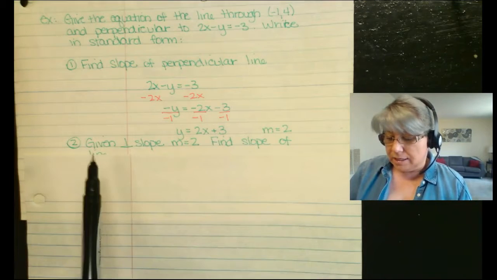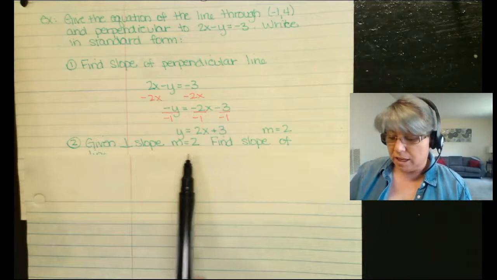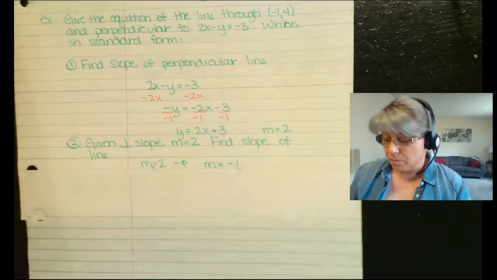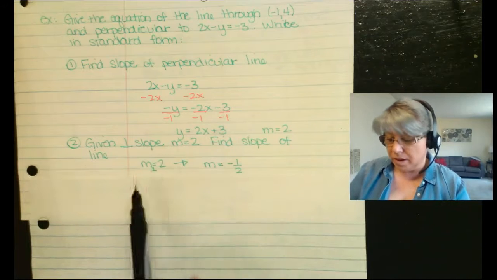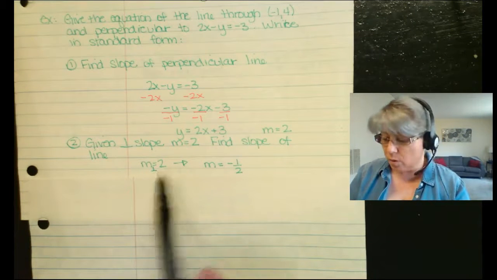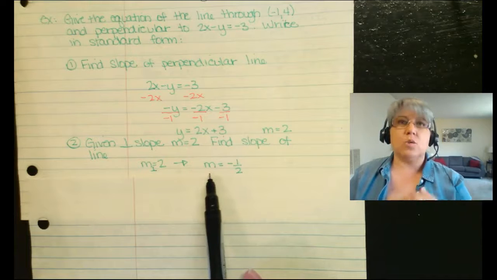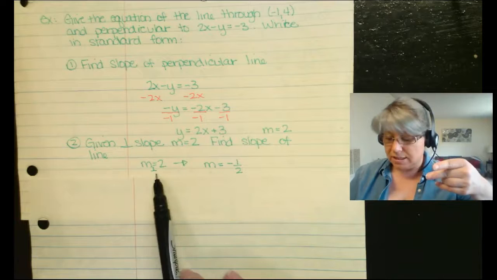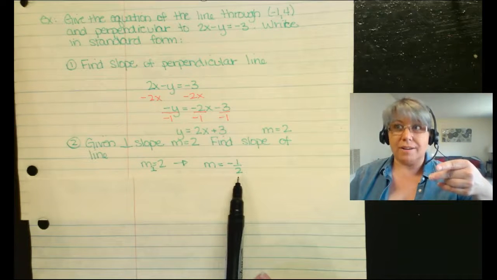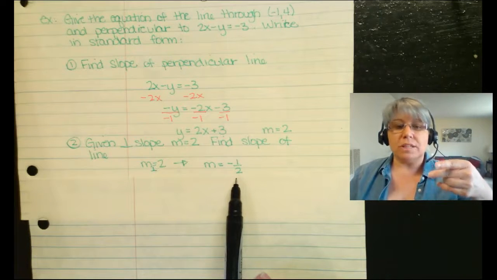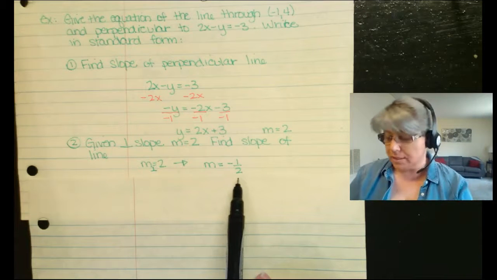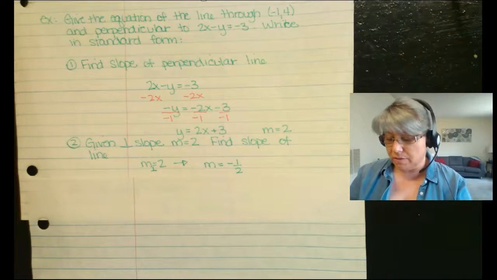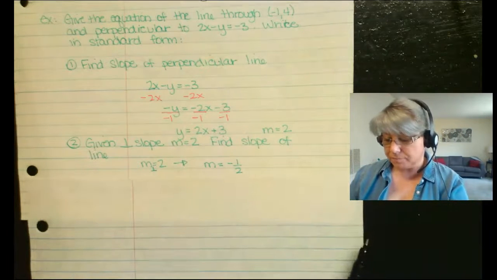Now, since we're given the slope of the perpendicular line of 2, we need to find the slope of our line. Well, the slope of our perpendicular line is 2, therefore the slope of our line is going to be its opposite reciprocal. It's positive, therefore our slope is going to be negative, and the reciprocal of 2 is 1/2. So the slope of the line we're looking for is negative 1/2.